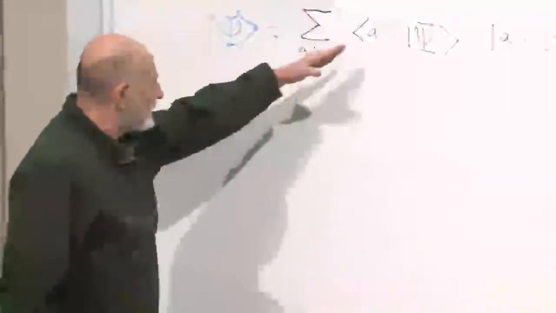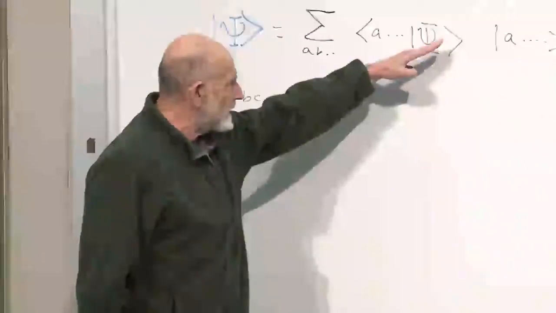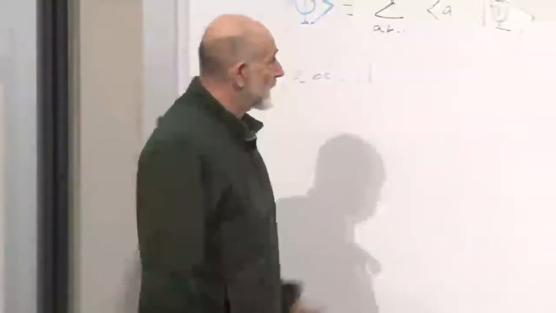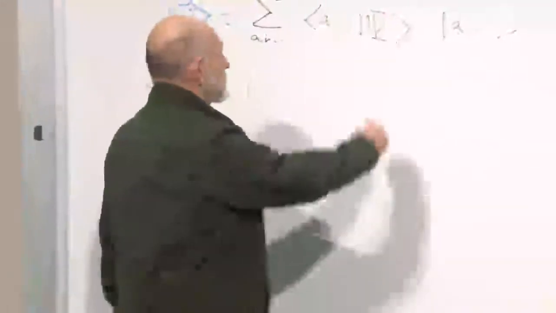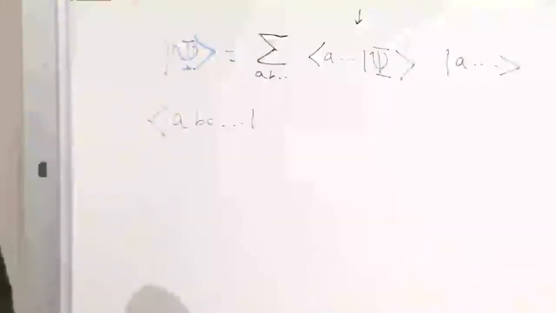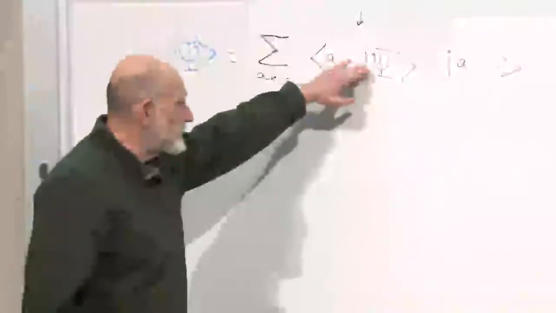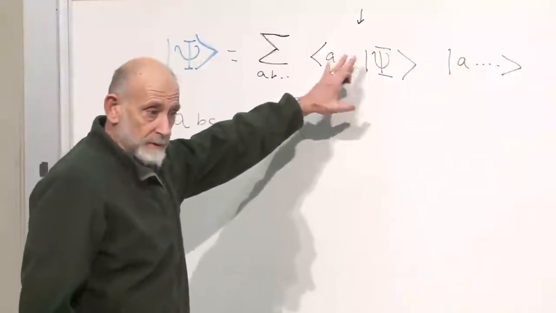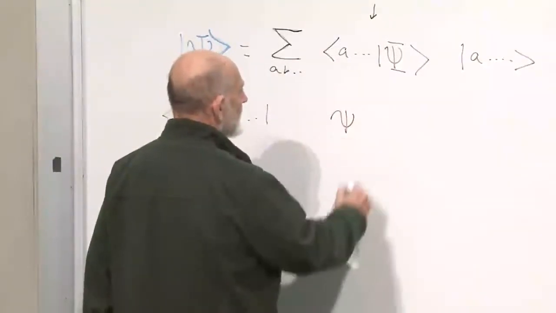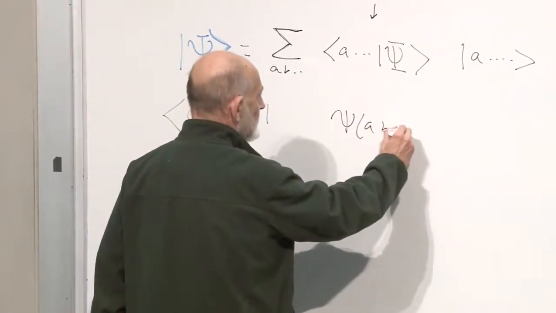We've written this kind of equation down before. What it says is that the expansion coefficients that you use to expand a vector in basis vectors are just the inner products of the vector with the basis vectors. This object is called the wave function right here. And it's a function of the A's, B's, and C's. So let's give it a name. Let's call it little psi of A, B, C, and so forth.